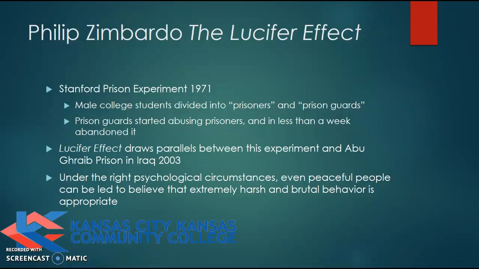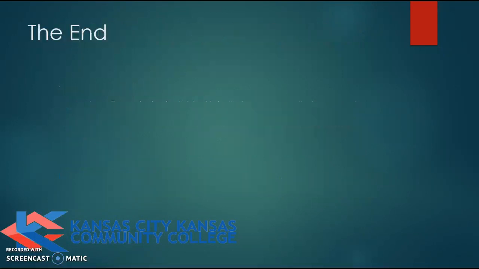So in his book, The Lucifer Effect, he draws a parallel between the Abu Ghraib prison in Iraq in 2003 and the experiment, essentially saying that under the right psychological circumstances, even peaceful people can be led to believe that extremely harsh and brutal behavior is appropriate. So that's the conclusion of the Chapter 1 summary.